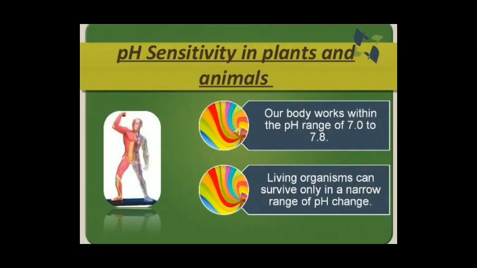First of all, we will talk about how plants and animals are pH sensitive. All living organisms can survive only in a narrow range of pH change. Even our body can work well between pH 7 to 7.8. Like us, the animals which are living in water also can live in a narrow range of pH. Water is usually neutral, right? So it helps in the survival of different animals. But what will happen if this water becomes acidic?